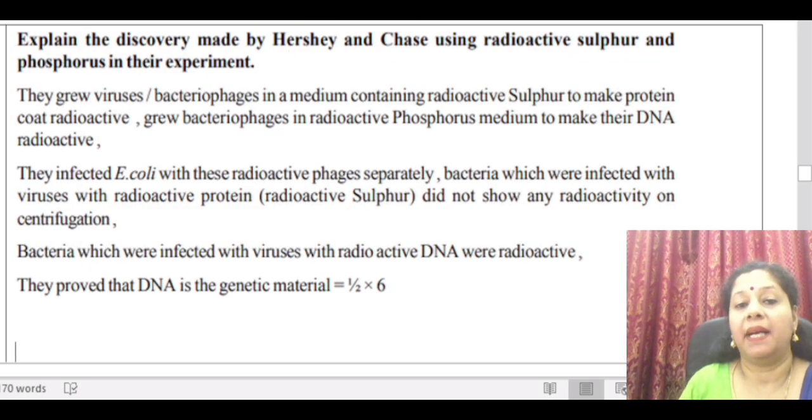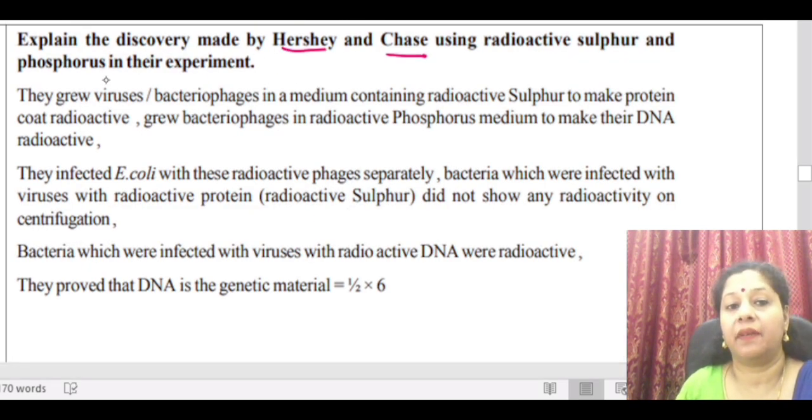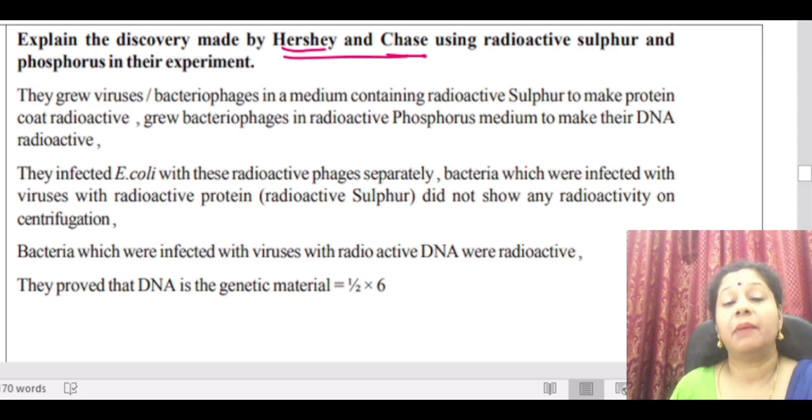Explain the discovery made by Hershey and Chase using radioactive sulfur and phosphorus in their experiment. We know this was the experiment which unequivocally proved that DNA is the genetic material, because the first effort was started by Griffith. Through his experiment, he confirmed the transforming principle, and that experiment was continued by Oswald Avery, MacLeod and McCarty, and they confirmed that DNA is the material which transformed the non-virulent type into the virulent type, but still the doubts were there. So who proved it, confirmed that DNA is the genetic material? The experiment by Hershey and Chase.